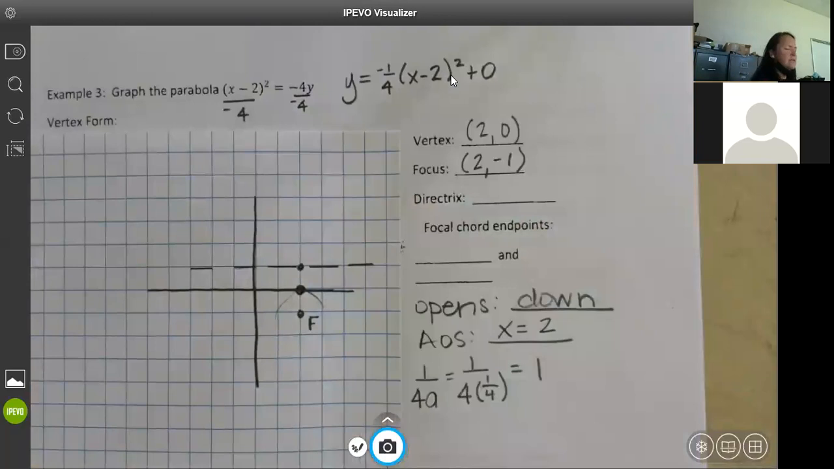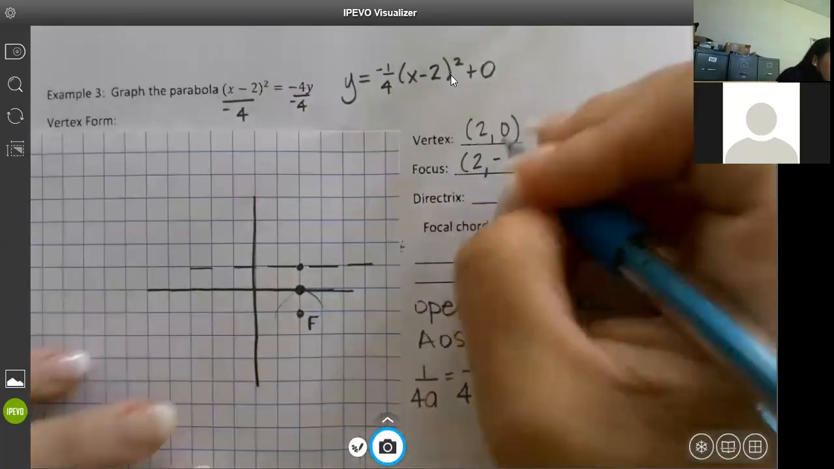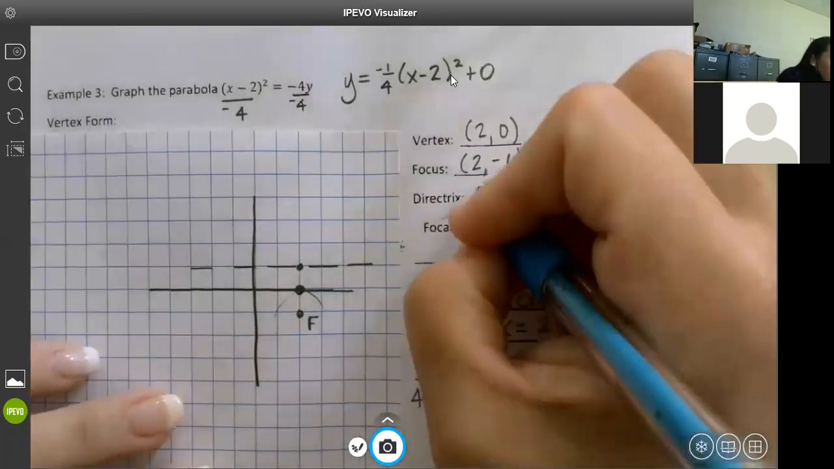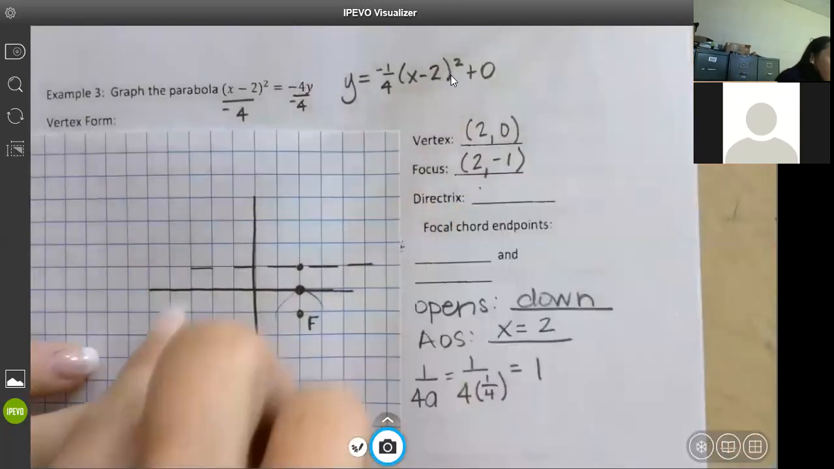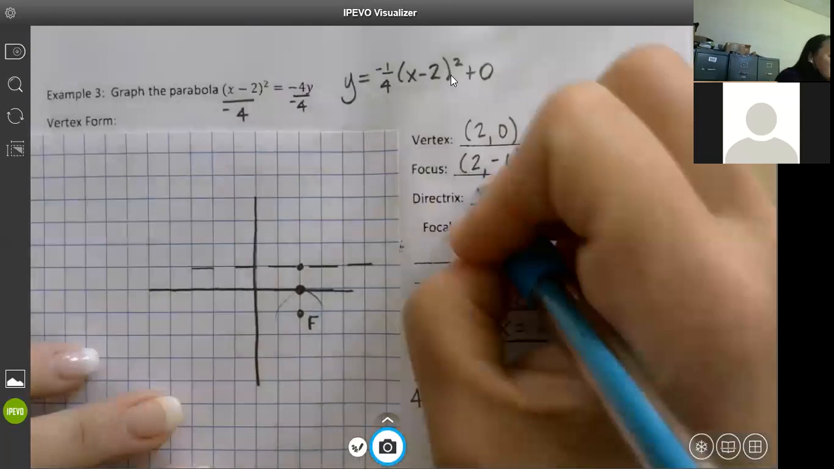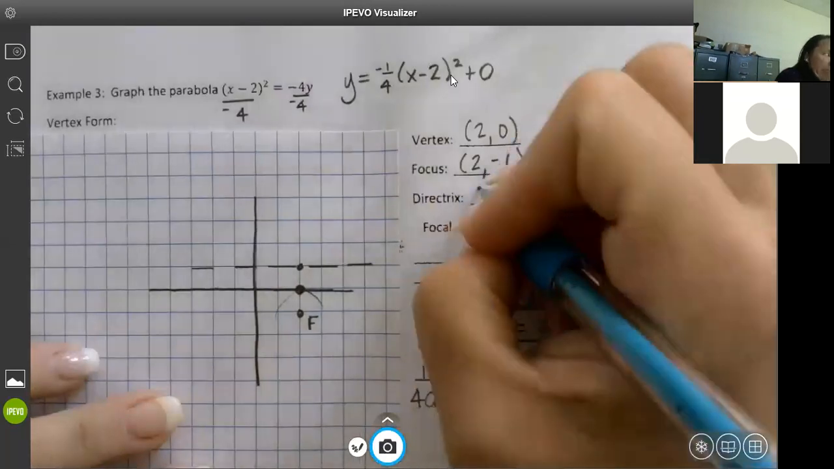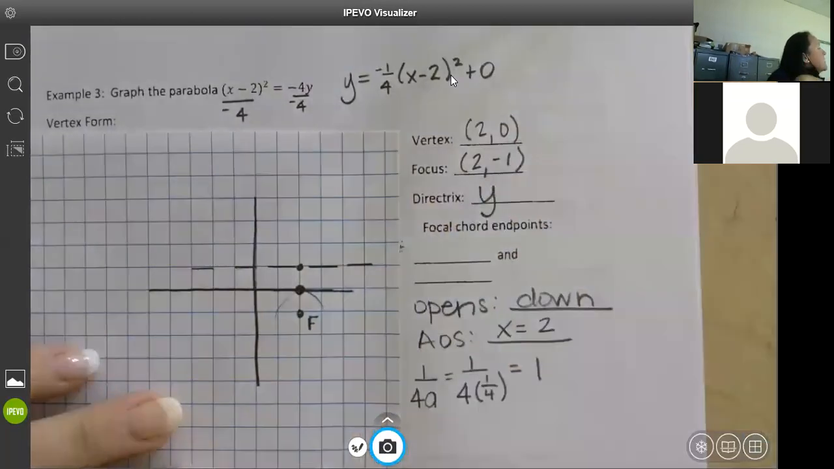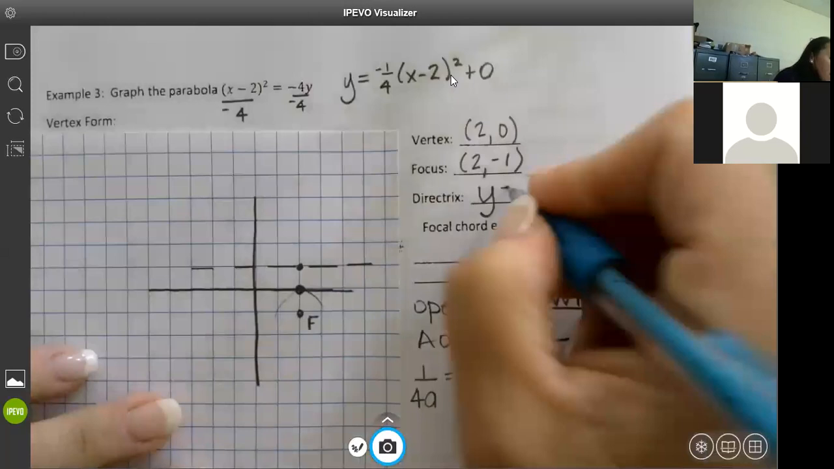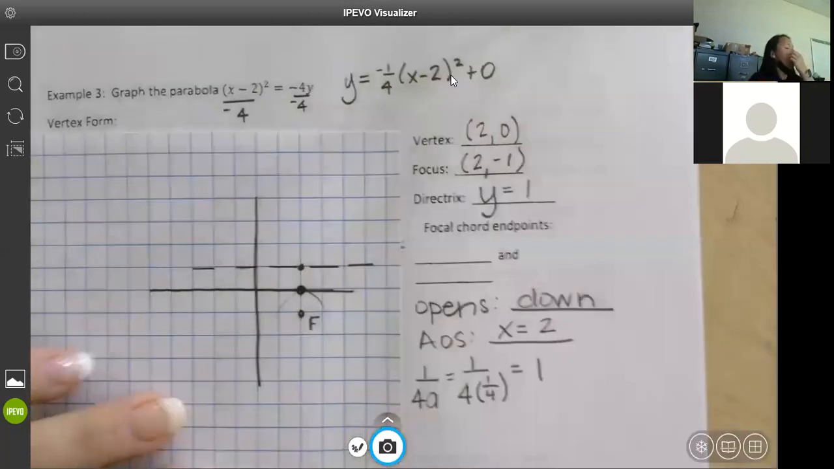What about your directrix? It goes through which axis? What axis does that line cut through? What axis? Y. It's always the same as the equation. So axis of symmetry is opposite. Directrix is the same. And it cuts through at 1. So you are right with the 1.